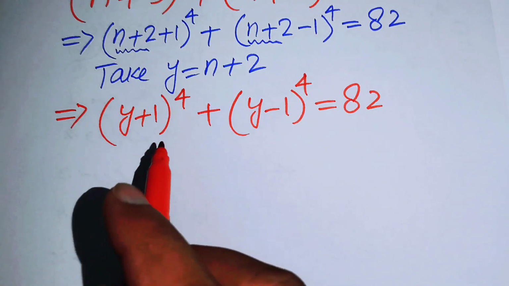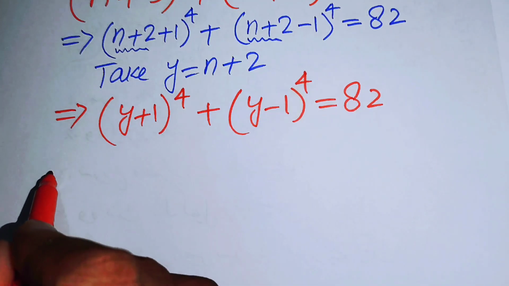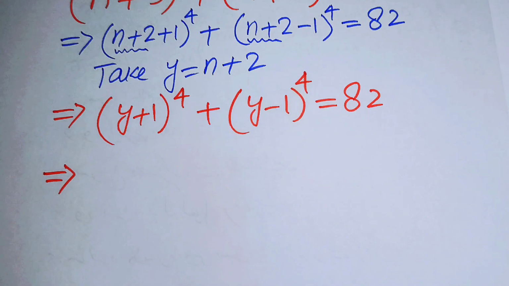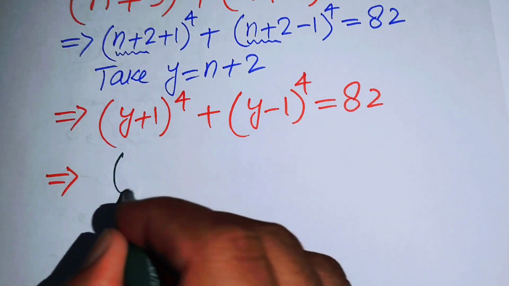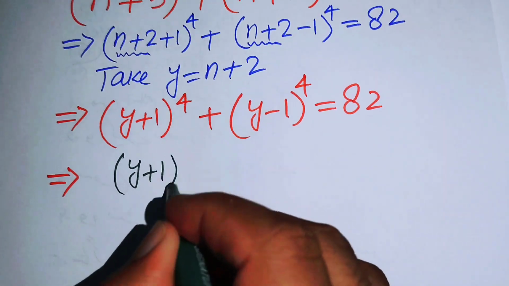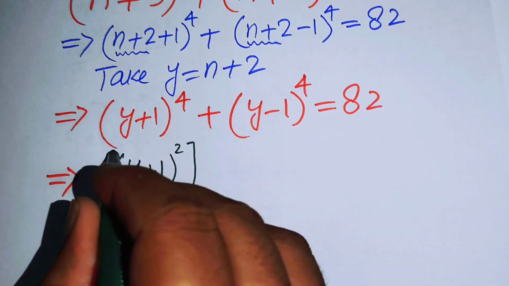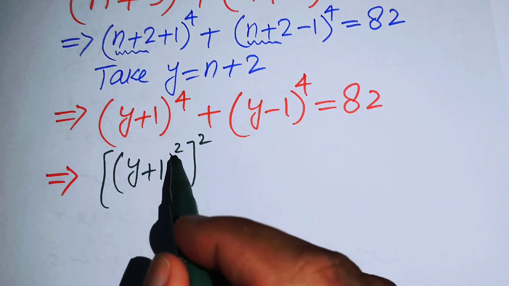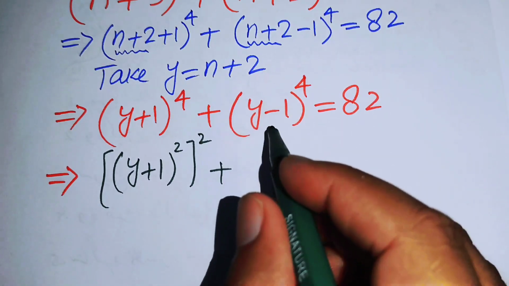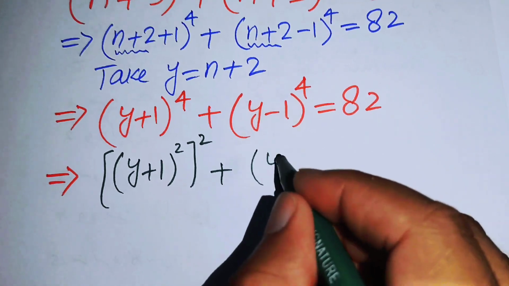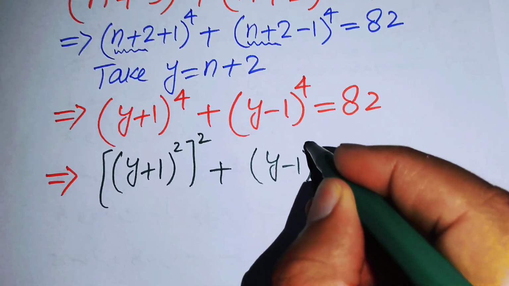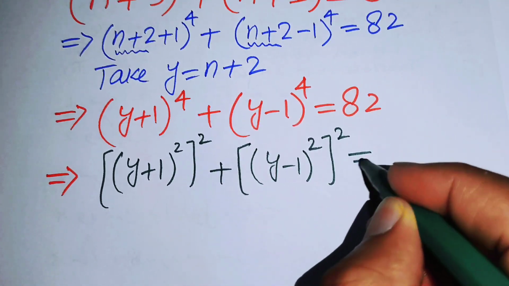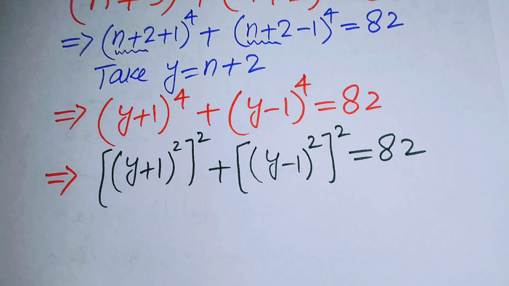And now you can see we have the fourth power on both of the terms, and we can write it in the form of ((y + 1)^2)^2, because we can break this 4 and write 2 times 2, plus similarly we can write this expression as ((y - 1)^2)^2, and this whole is equal to 82.